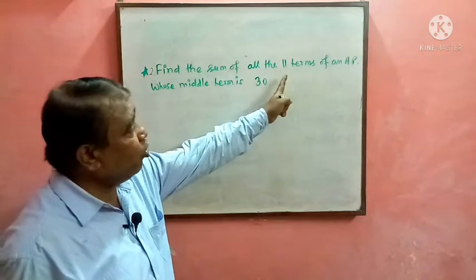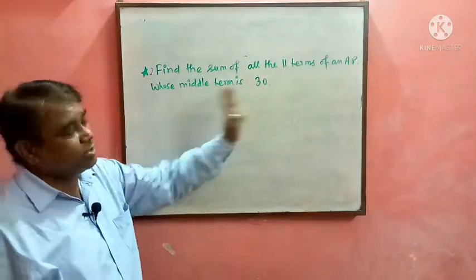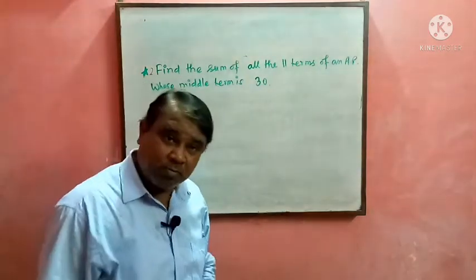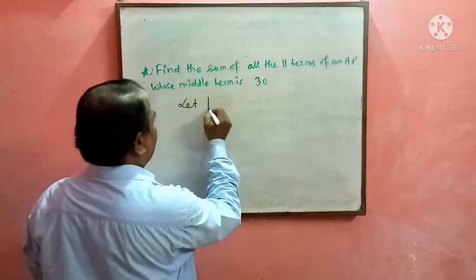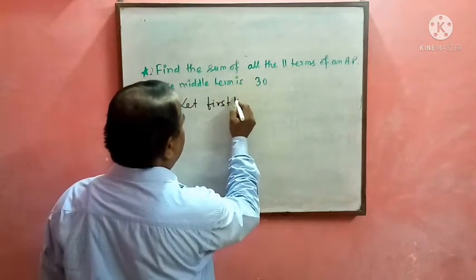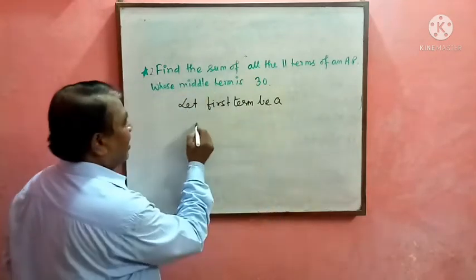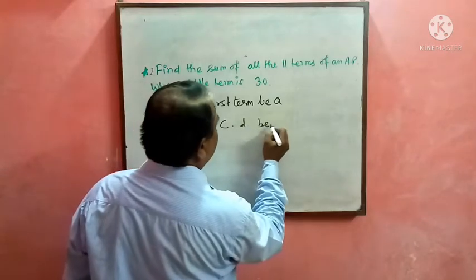Find the sum of all the 11 terms of an AP whose middle term is 30. Again, we do not have the first term and common difference. Let the first term be A and the common difference be D.